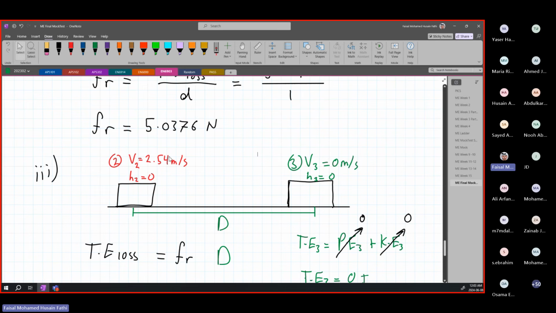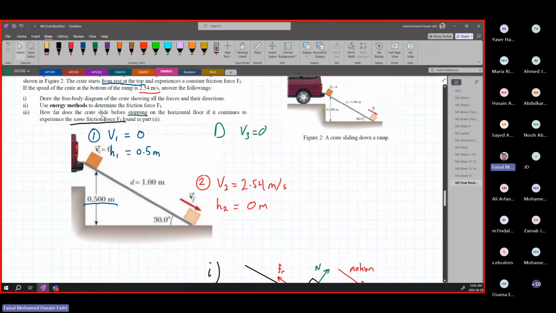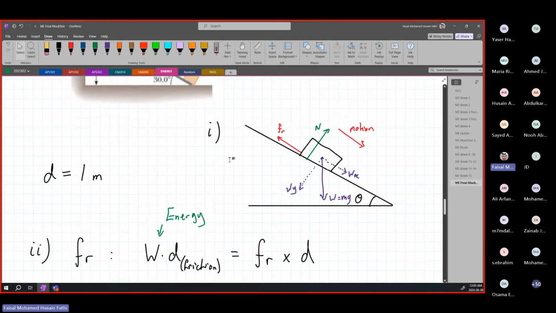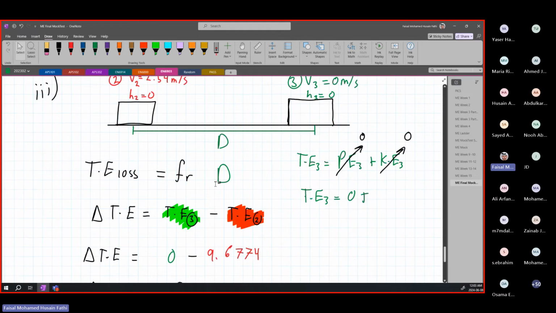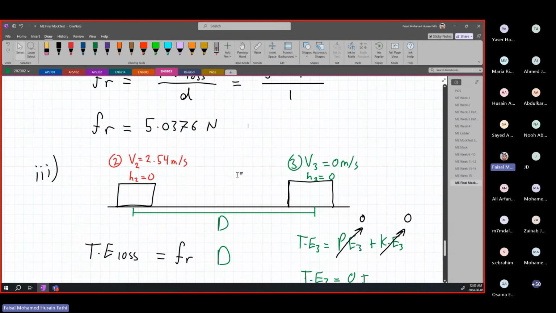In the second case, the question asked, to read it exactly, how far does the crate slide before stopping? يعني في النهاية it will reach 0. زين. On the horizontal floor if it continues to experience the same friction force. يعني the friction force did not change. They are assuming that there's going to be the same amount of friction applied on the box. So the friction is going to slow it down until it eventually stops. So they want us to find when it stops.